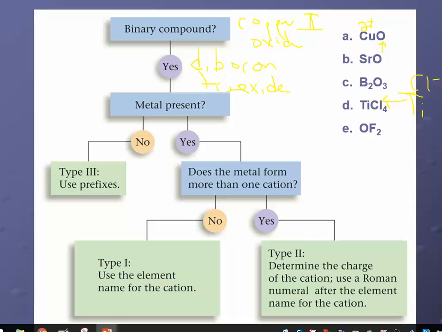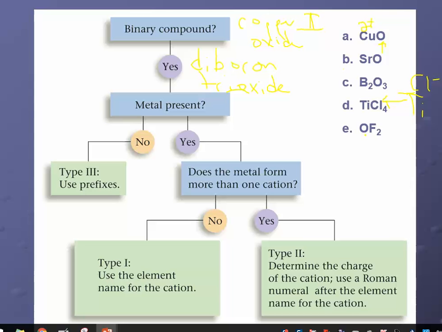We got a couple more here. Letter E, figure out which side of the flow chart this should go on. OF2, which side of the flow chart are you going down? We should be going over here to the type 3 side. So you have 2 nonmetals, and we're going to use our prefixes again, just like we did in letter C.